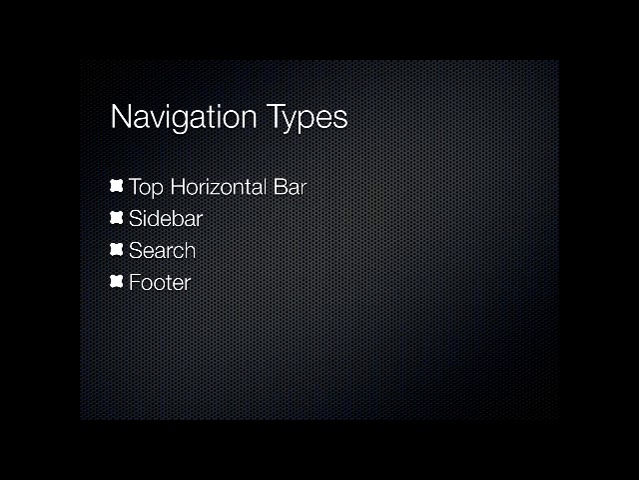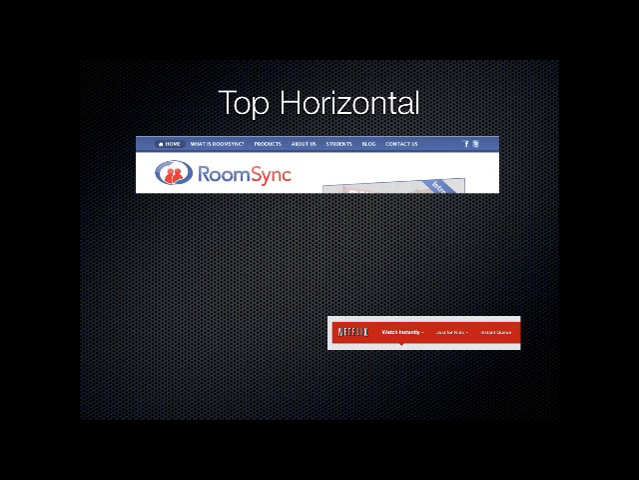So let's jump into the top horizontal bar. And this is the one that's most common and most popular. It's what you see pretty much on every website. The advantage to this is that first of all, it's familiar, so people know exactly how to use them. Also, this is kind of its benefit and its downfall: it's limited by width. So you can only put a certain number of links in that top navigation bar.